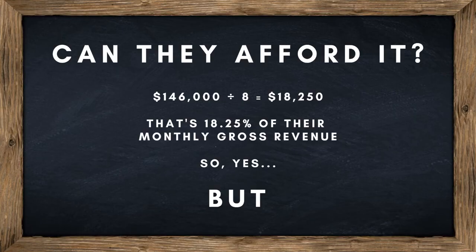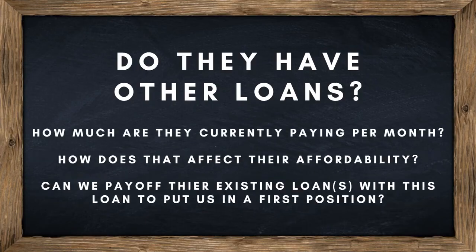Okay? But do they have other loans? Right? Do they have other loans that they're currently paying for? At 18% of the maximum, if they already have 8% of their monthly gross revenue going out the door paying off other loans, then they only can afford 10% of their monthly gross revenue in repayment. So could they afford the loan in that case? If 8% is already tied up with another loan, nope, they can't.